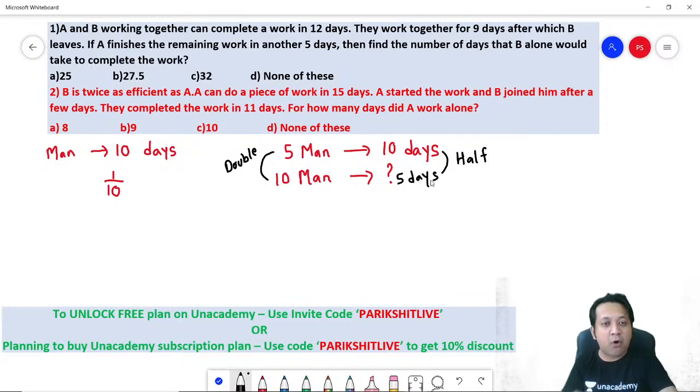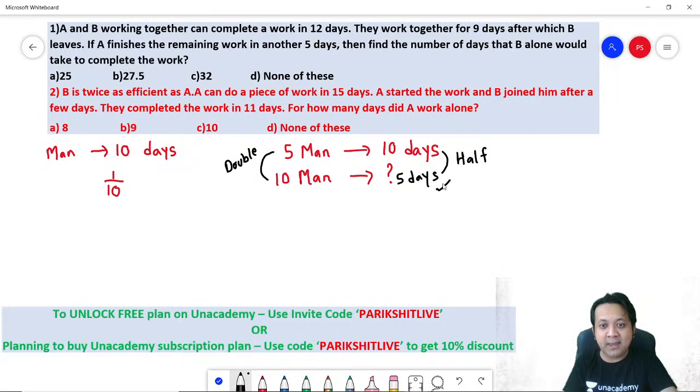I don't think you need a formula for this. The more formulas you think of, the more confused you get. So think logically. If the number of human beings increases, obviously the time required to do the same work would decrease. So if the number of human beings becomes double, time required would become half.